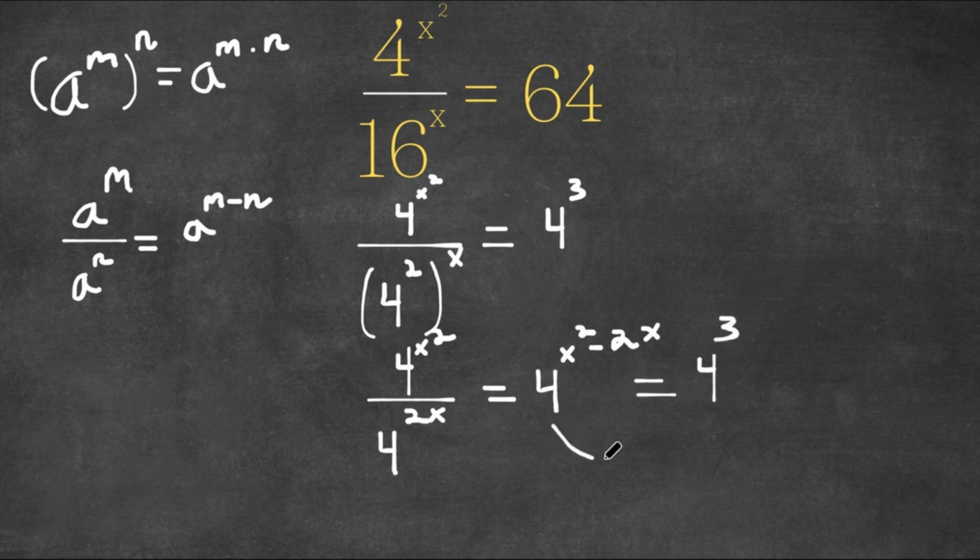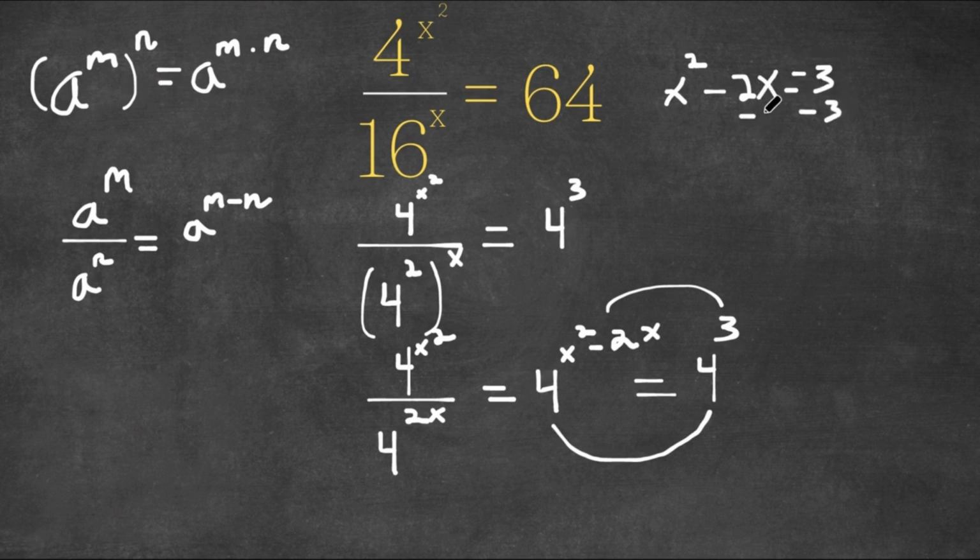Now, because these two terms have the same bases, that also means that our exponents, these two, are the same as well, meaning x squared minus 2x is equal to 3. So now if I subtract 3 on both sides, I get x squared minus 2x minus 3 is equal to 0. So now, as you see, we have a simple quadratic equation.